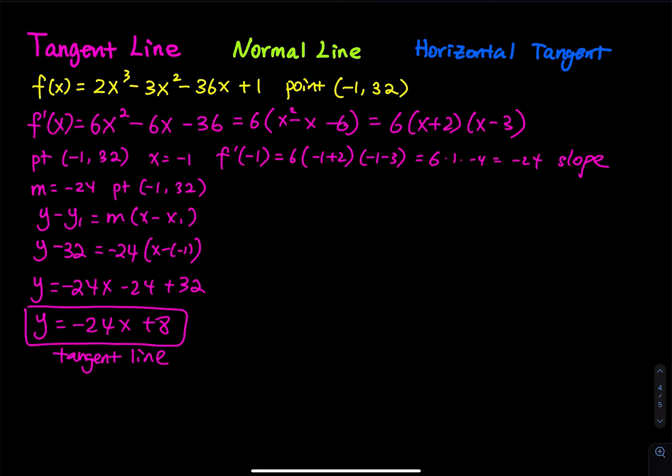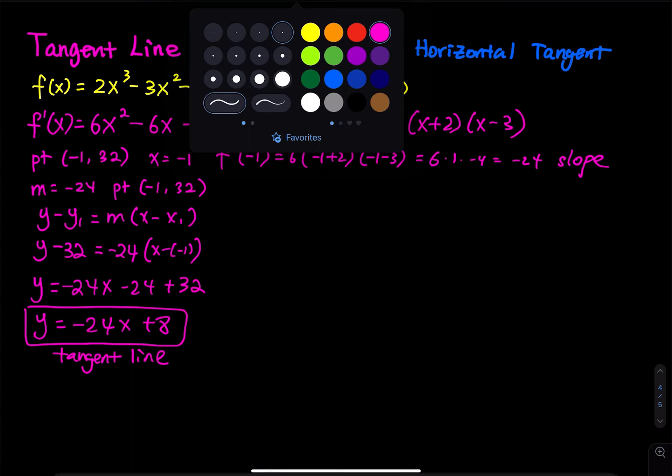So we have a function in yellow, a curve going up and down, going up and down. I have a point on the curve, and at this point the slope of the curve is −24. The equation of the tangent line is y equals −24x + 8. And then what about a normal line? First of all, what is a normal line? A normal line is perpendicular to a tangent line. So let's write this down.